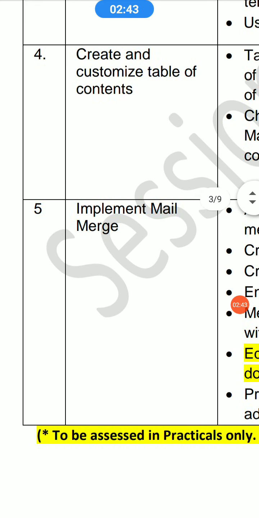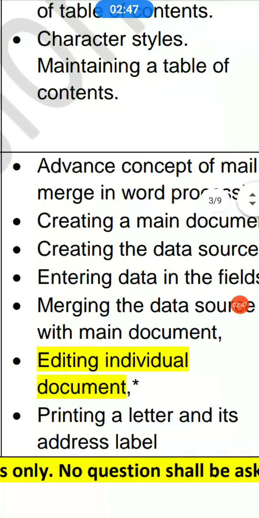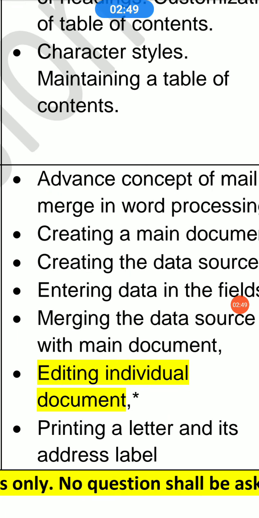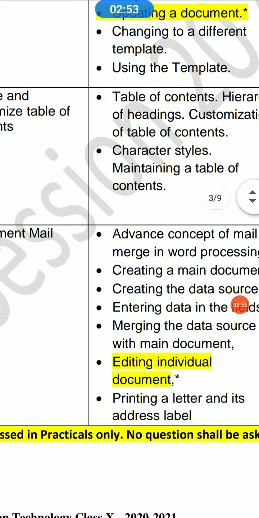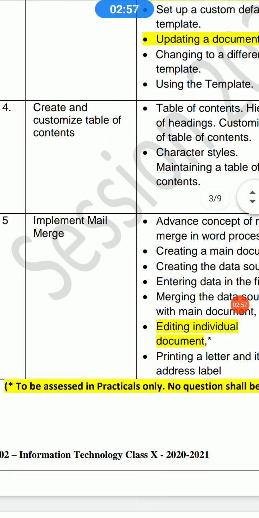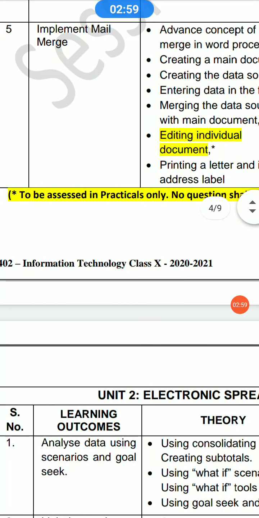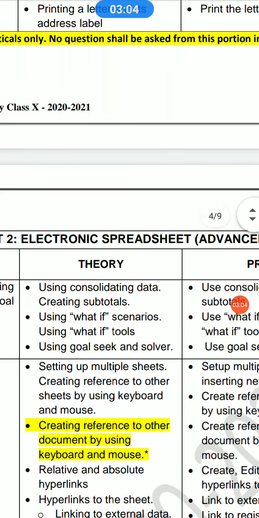Learning outcome 5, implement mail merge. So here they have released this one, editing individual document. So that should not be there. It is a little small part only from that entire process. So that also is to be assessed in practical only. Now let's talk about Unit 2, electronic spreadsheet advance.